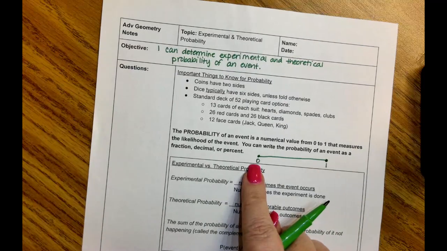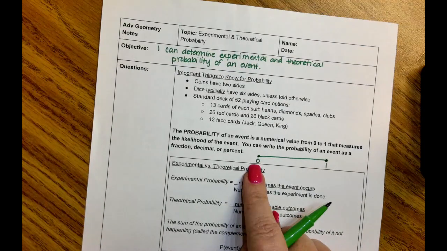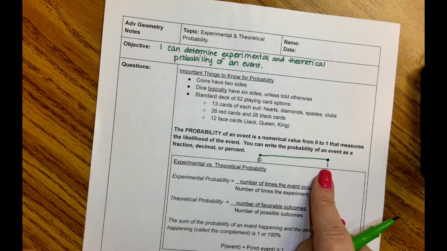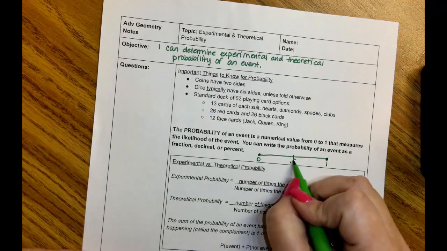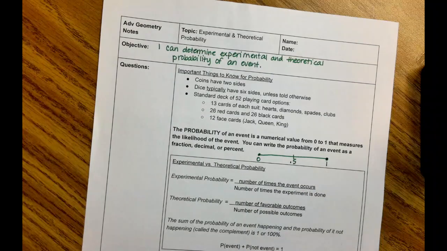So what's the probability of drawing a red marble out of a bag of green marbles? Not going to happen. Versus what's the probability of drawing a red marble out of a bag of red marbles? It's the only thing that can happen. And then you've got different levels in between. 50% or 0.5 would be equally likely. You could have heads or tails.